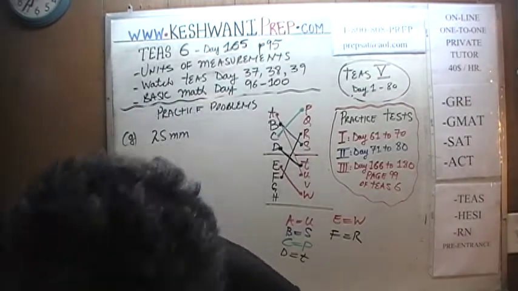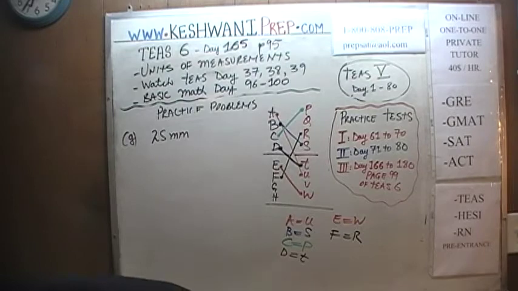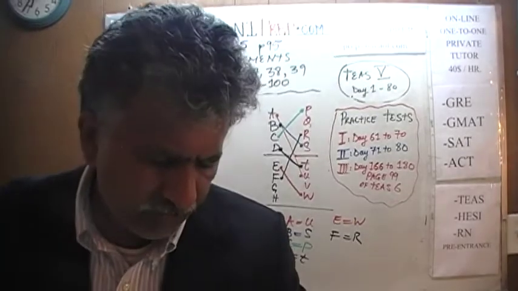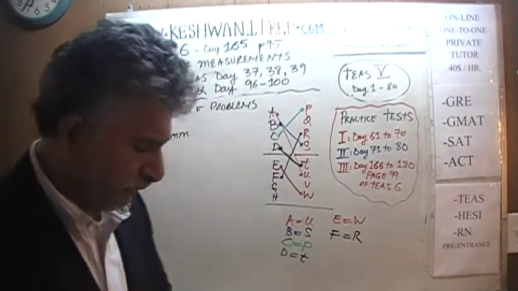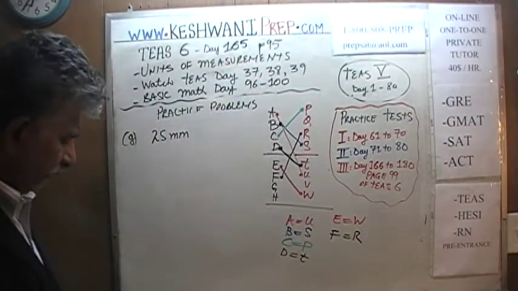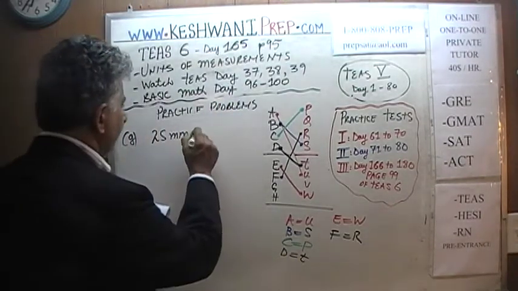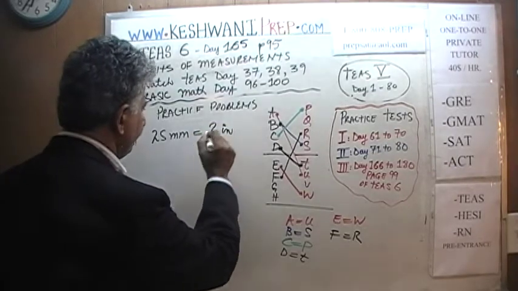Is that what it says? 25 millimeters. Oh, happy time. This one is a little tricky. Just stay with me on this. 25 millimeter is equal to how many inches?